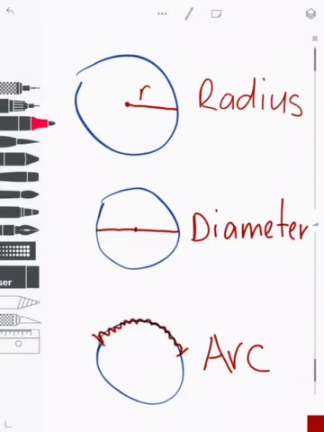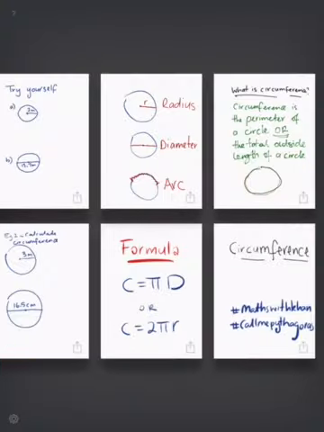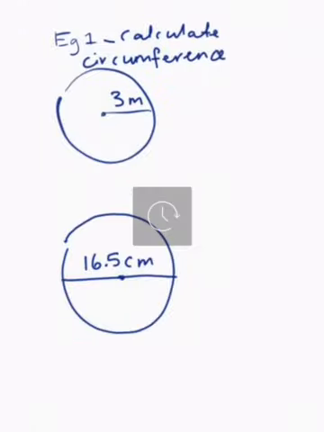Now, it's important to note here that the diameter is double the radius. So if a question gives us the radius, we simply double it to get the diameter. And if it gives us the diameter, we know that the radius is half of that, and we can go back and forth as we need to. So let's do two examples here.